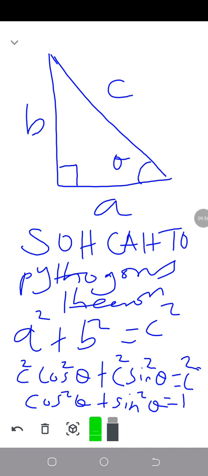Which is equal to 1. So that one is our first identity that we have for trigonometry in senior 5. So whenever you see cos squared plus sine squared, it must give you 1. So we are going to derive other trigonometric ratios or formulas or identities. In fact, we call them identities using this first trigonometric identity, cos squared theta plus sine squared theta.